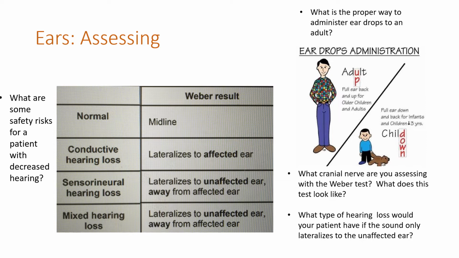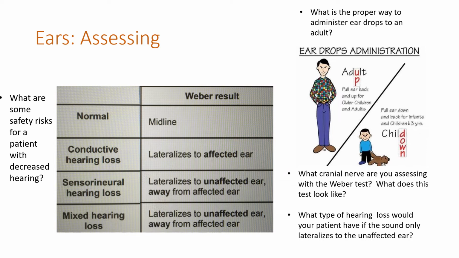What is the proper way to administer eardrops to an adult patient? Pull the ear back and up for older children and adults, and pull the ear down and back for infants and children below 3 years. What cranial nerve are you assessing with the Weber test? That's going to be cranial nerve 8. And what does the Weber test look like? You have your Weber and you have your Rinne. So you guys want to go back to 5th semester and refer back to what these two tests are going to look for.